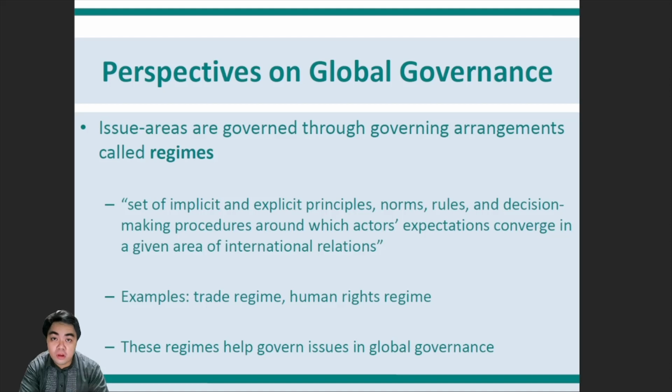So now we are going to talk about regimes, as I promised earlier. So what are regimes? Basically, here's a definition of regimes that I'm going to read to you. These are a set of implicit and explicit principles, norms, rules, decision-making procedures around which actors, or rather the states, NGOs, IGOs, expectations converge in a given area of international relations. In short, these are frameworks, or these are acceptable means of conduct, no, between states. So regimes are there to set what can be done and what should not be done in international relations and in global governance in particular.